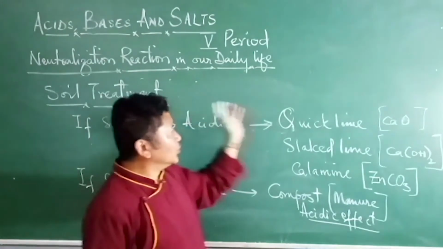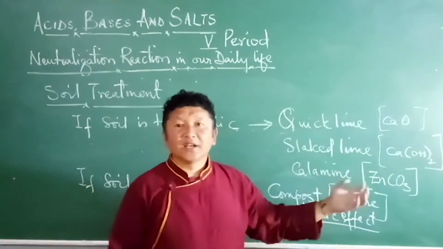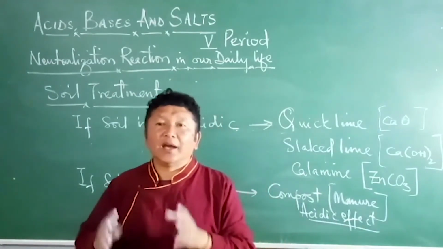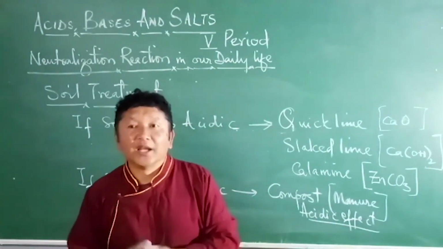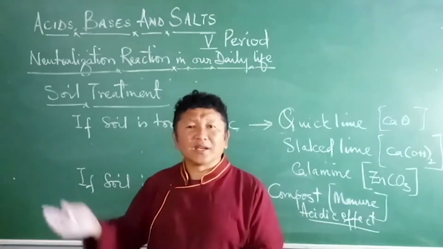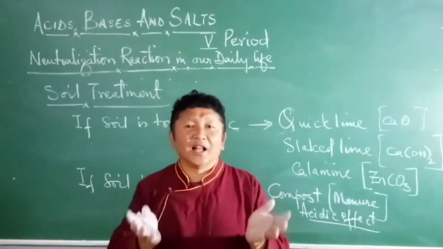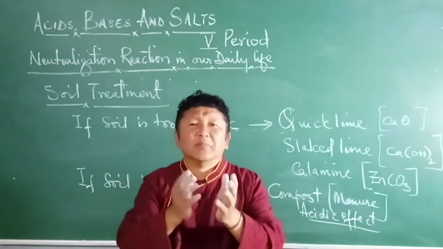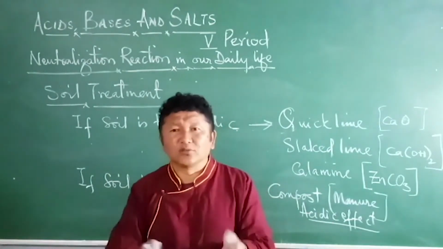And for acidic soil, the basic effect of the fertilizer neutralizes it and the soil becomes neutral, and in neutral soil the crop grows very well. So in this way again neutralization reaction helps the farmer.